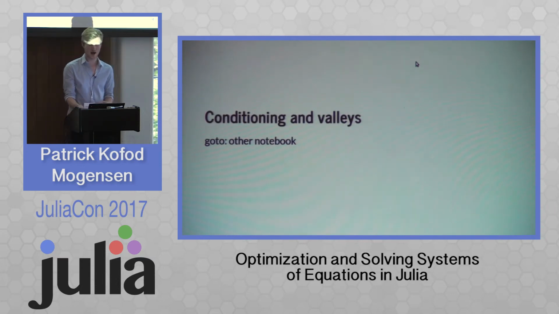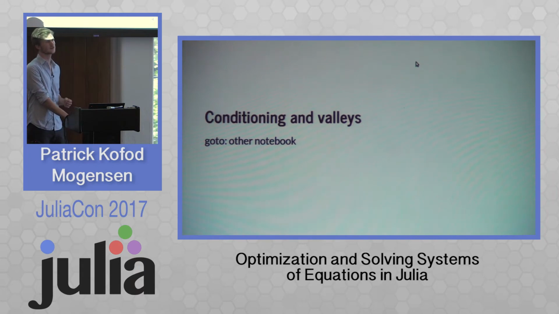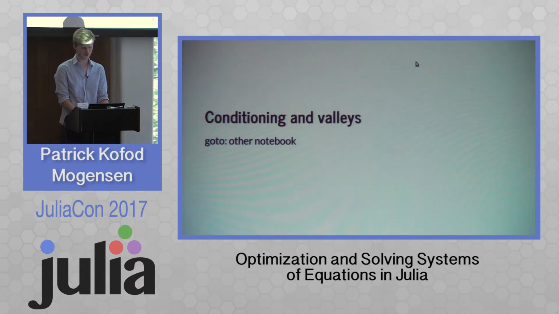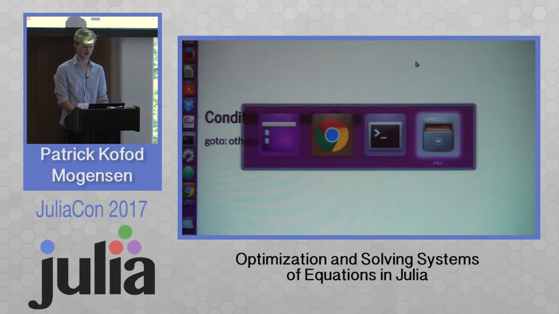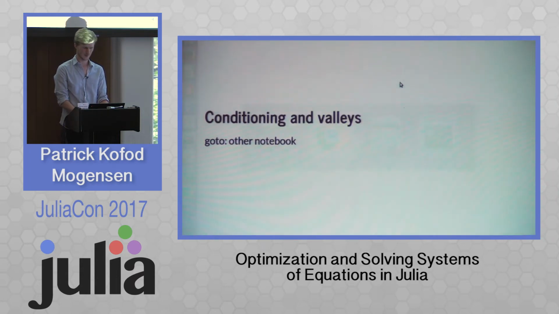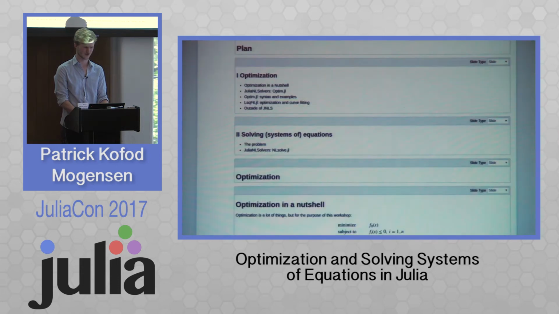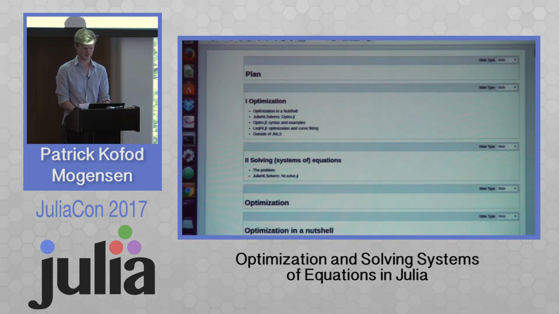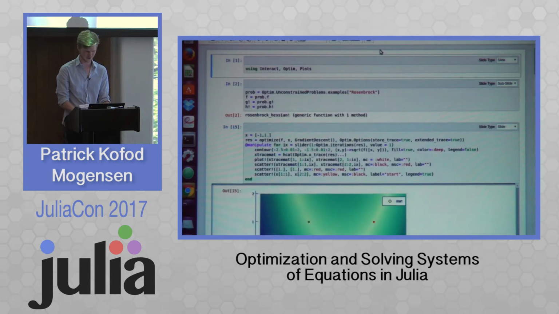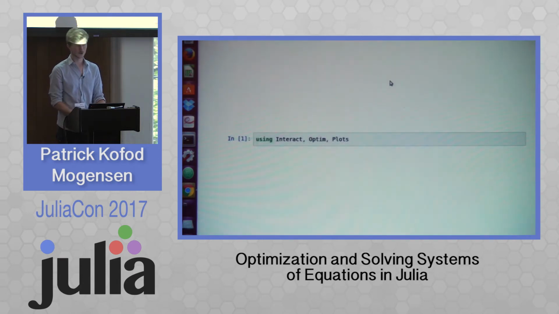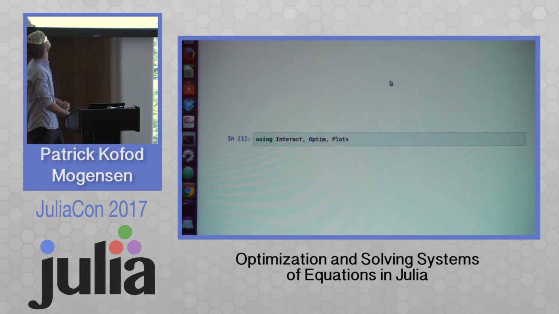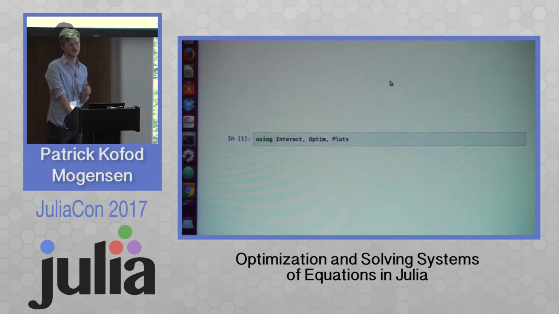So let's try to look at why gradient descent did so poorly and Newton's method did much better. As I said, I couldn't quite get interact to work on 0.6, so the other notebook is a 0.5 notebook. This is the other notebook called figures.ipynb, and we're going to be using interact and optimum plots. If you don't have those, you should install them first, and that's just a Pkg.add.